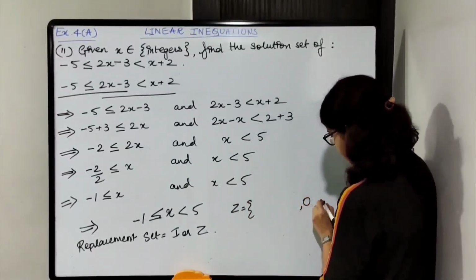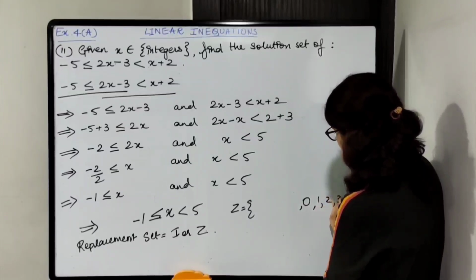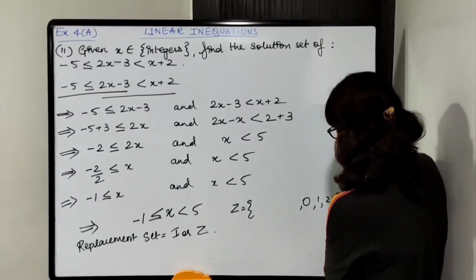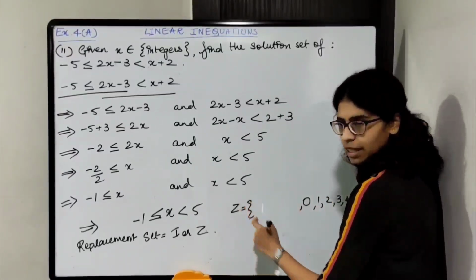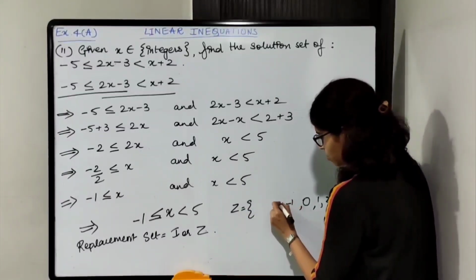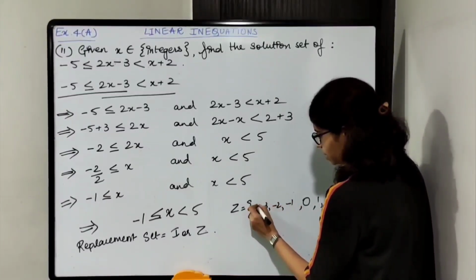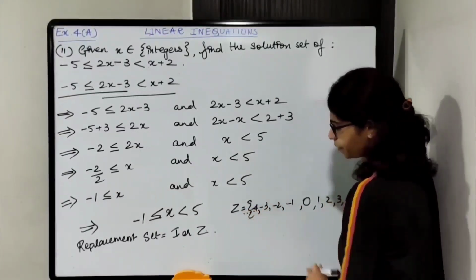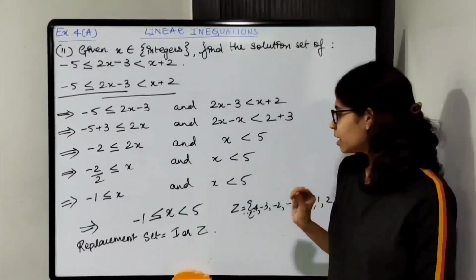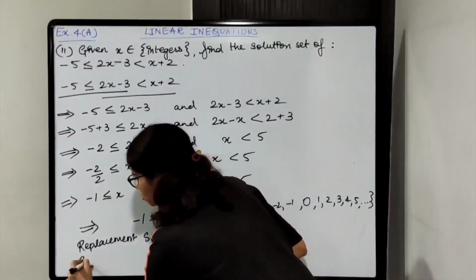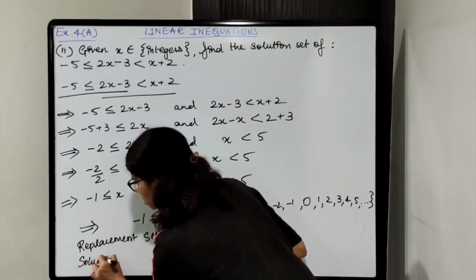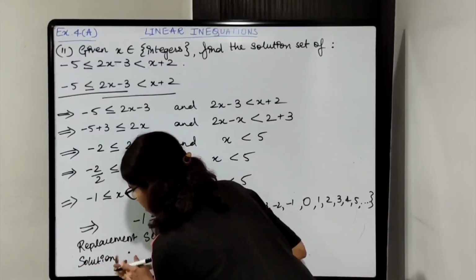0, 1, 2, 3, 4, 5 and so on. And negative numbers also: -1, -2, -3, -4 and so on. Okay. Now we have to write the solution set. तो क्या होगा solution set? We have to choose the numbers from this solution set.